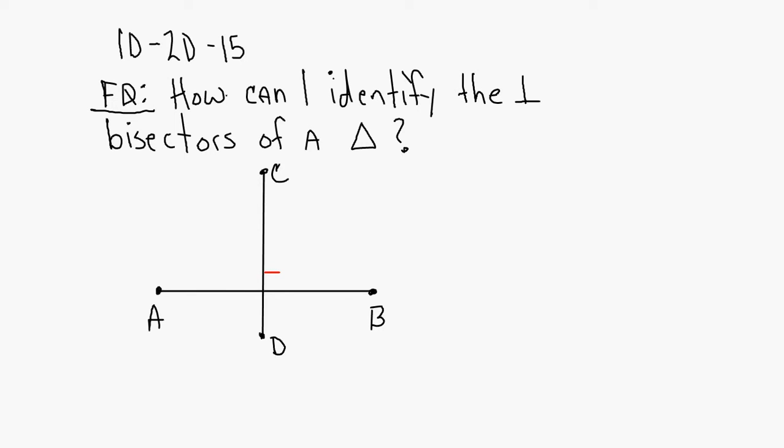So since it's a perpendicular bisector, that angle is 90 degrees. And the distance from A to the point of intersection is going to be congruent to the distance from the point of intersection to B. So if we call this point E in here, then you can say that AE is congruent to EB.